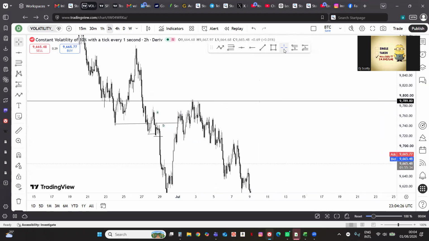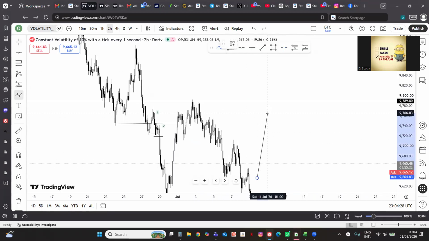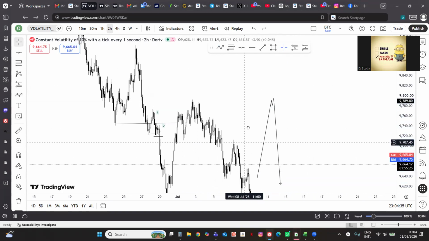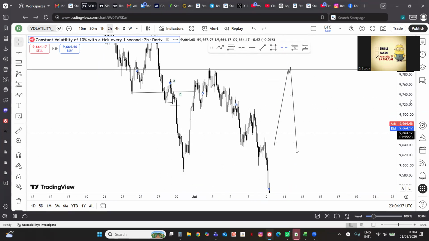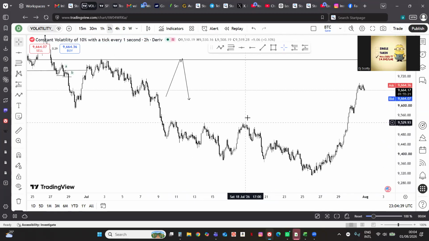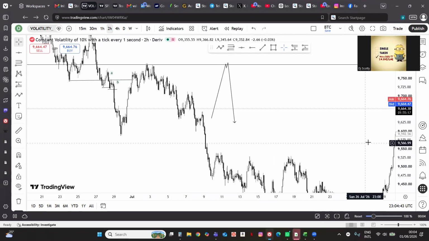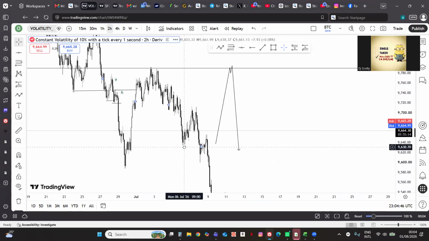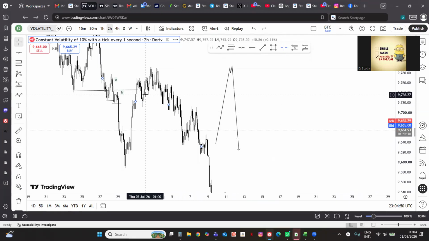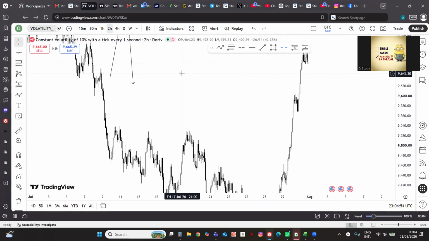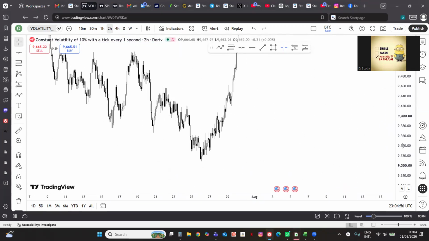It has to take it out. It has to come back and do something like this. Something like this. I don't trust it though, but that's the most likely thing I'm seeing. I don't really trust it, but it looks quite likely. So yeah, the same thing.